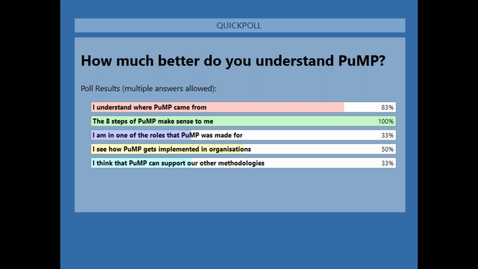What I'm happy about is that many people do understand where PuMP comes from, and that's a good beginning. And they understand the 8 steps. That's very good. I believe people need time to digest all this and perhaps read more about PuMP. Absolutely. And I think the lower results on those last 3 probably means, like you say, not just needing more time to digest, but if there are any other follow-up questions, they can reach out and ask you, Pete, at that email address on the screen there.